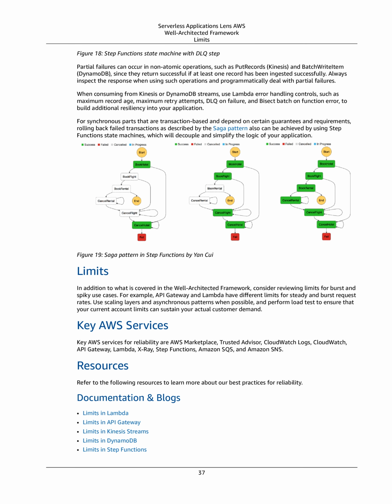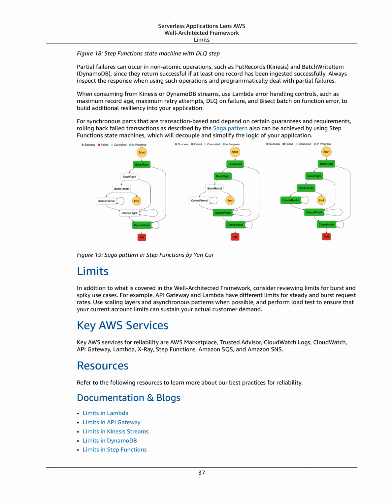Partial failures can occur in non-atomic operations, such as PutRecords in Kinesis and BatchWriteItem in DynamoDB, since they return successful if at least one record has been ingested successfully. Always inspect the response when using such operations and programmatically deal with partial failures.